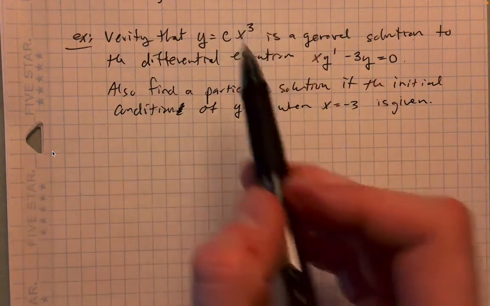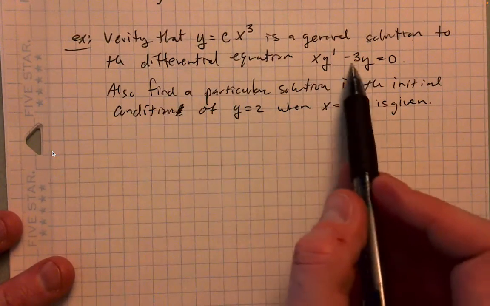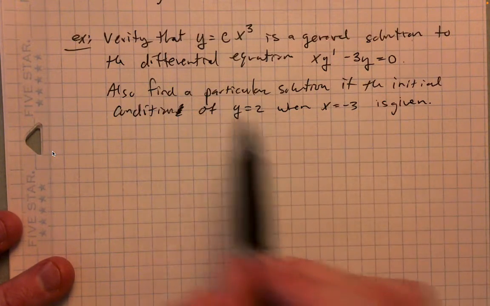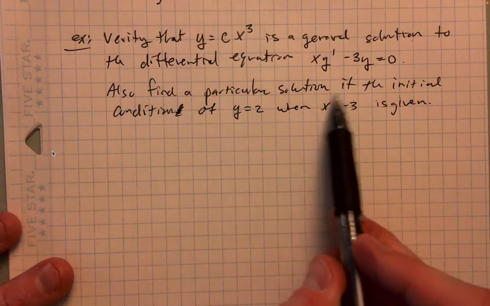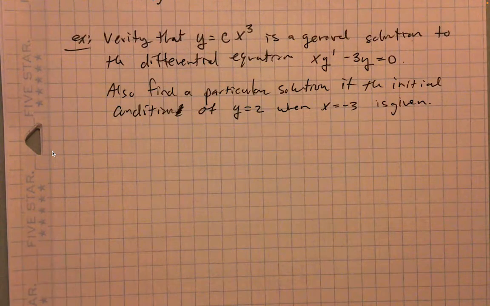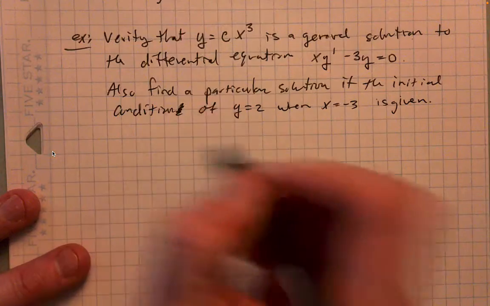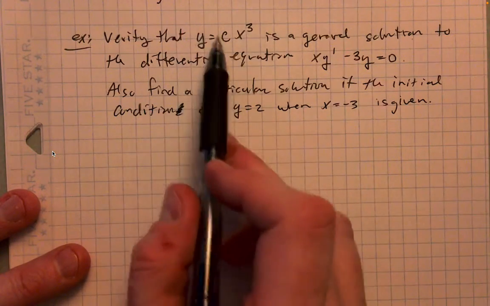So verify that y equals c times x cubed is a general solution to the differential equation xy prime minus 3y equals 0. Okay. Also find a particular solution if the initial condition of y equals 2 when x equals negative 3 is given. Okay. So in this one, we don't have to solve a differential equation. We just have to confirm that we have a general solution. That's something we've seen already. And we need to find a particular solution given this general solution. Okay, so we'll start by showing that this is a general solution.